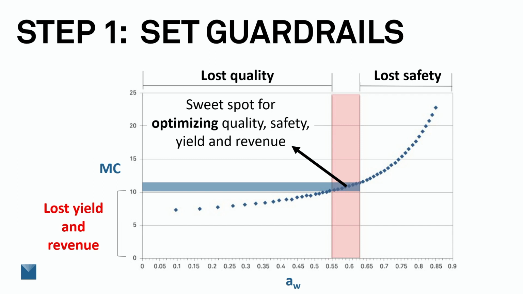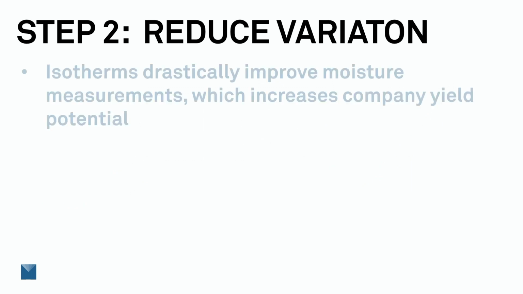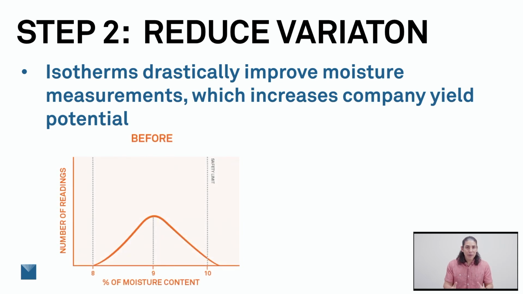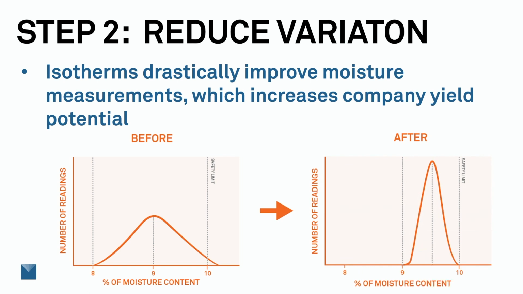Now that we know the guardrails that we need to set, the second step is reducing variation in your production. So isotherms are used to drastically improve your moisture measurements, and this can greatly affect your company's yield potential. So at Meter Group, we help you to take your moisture content, which currently has a wide variation, and some of your product is probably going above your safety limit. And then using our Scala platform and our drying technology, we can help you to not only reduce your variation, but prevent your products from going above their safety limit.